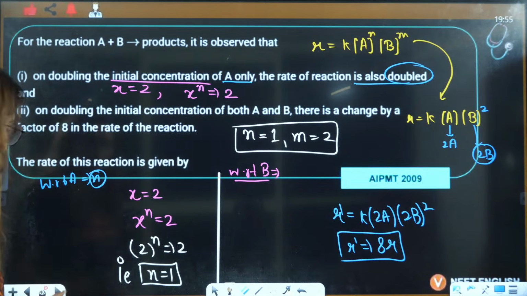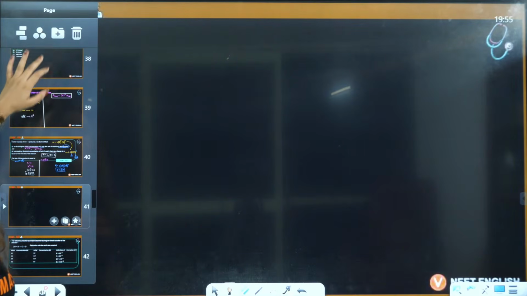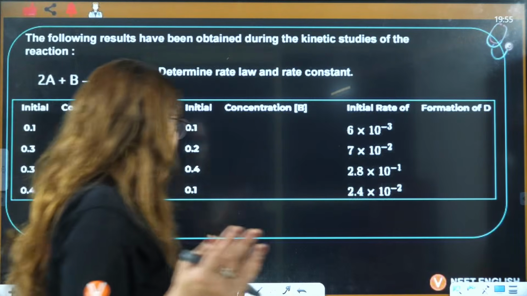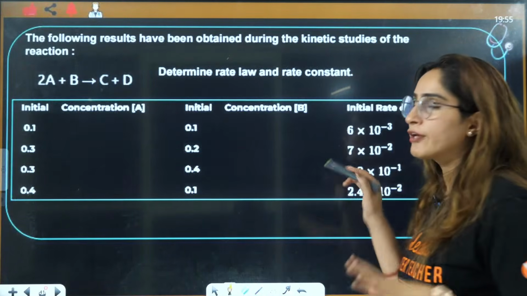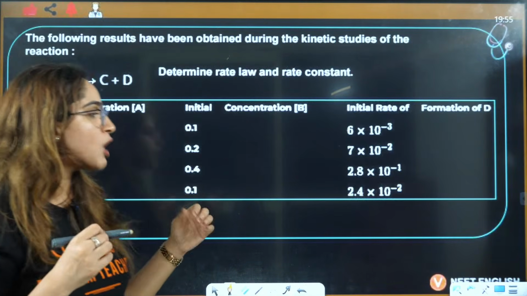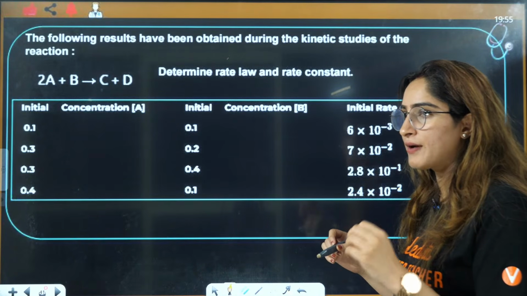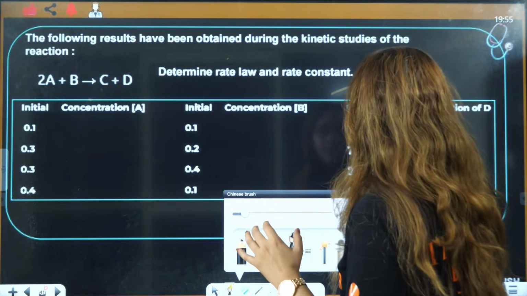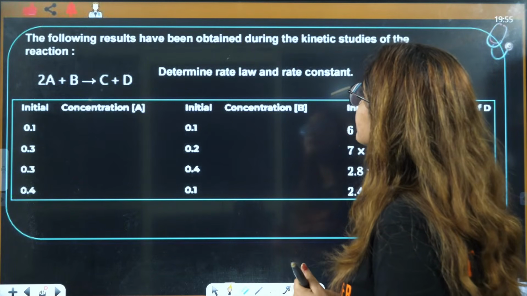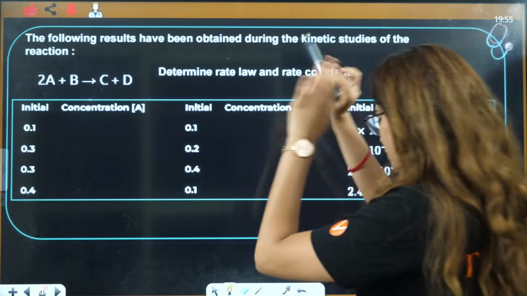Okay, great. Now, let's see another way of asking the question here. There is one more way of asking this kind of question, that is in the tabular form. In the table form also you will see the questions. So let's see how they ask you questions in table form. In table form, the following results have been obtained during kinetic studies of the reaction. This is given to you.